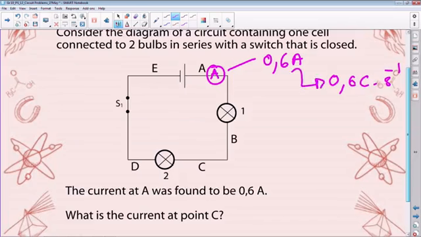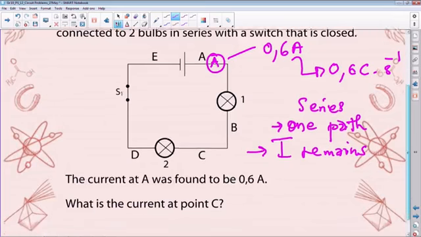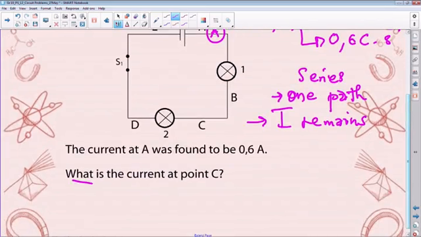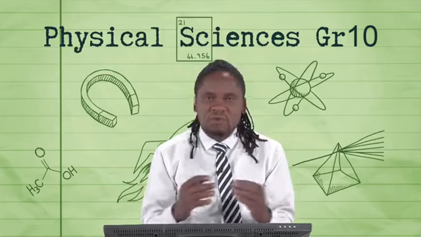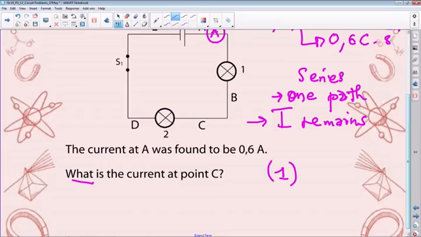So what is the current at point C? But the key thing here is that this is a series circuit. And in a series circuit, there is only one path for current to flow. Now, that simply means that the current remains constant, okay? Current remains constant. So we're saying, by all means, that whatever current passes through bulb 1 will also pass through bulb 2. Very, very important. So the moment this question says what, there's no need for you to calculate. At the best of times, it will be 1 mark. Look out for that as well.